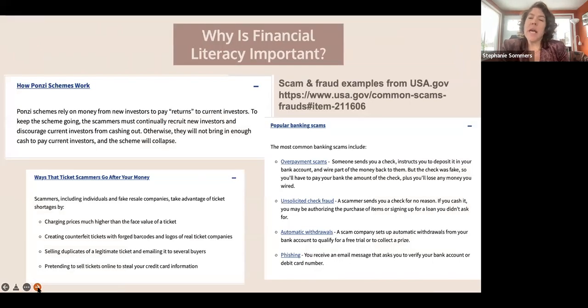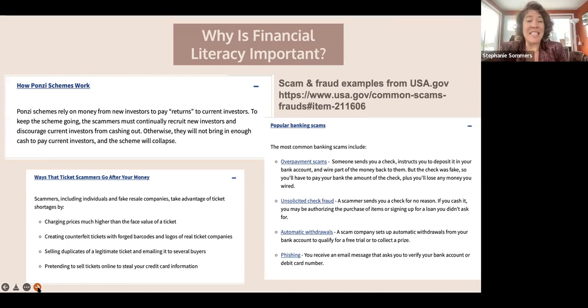So we'll continue now, and the second part again is going to be about financial literacy. And so we're going to talk about financial literacy and why that's important. And so when I was thinking about some examples of why financial literacy might be important, I came up with some of these things that we might be familiar with.